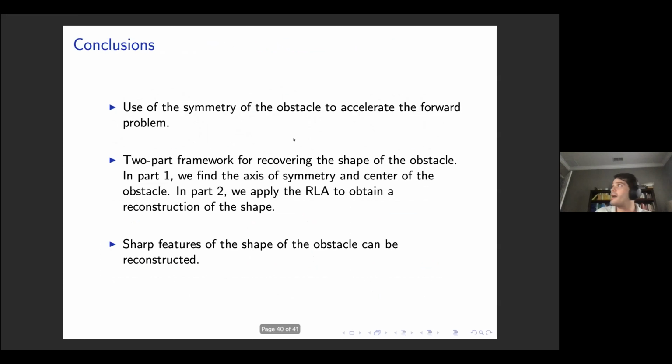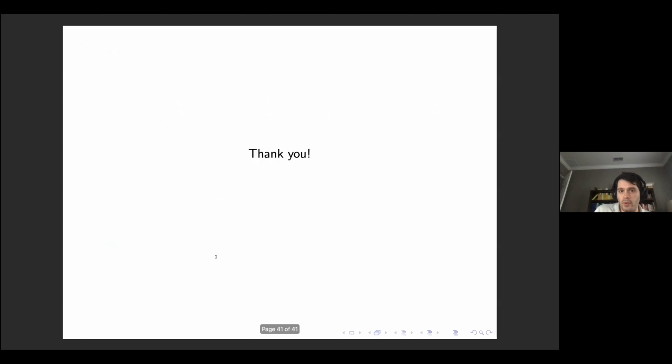And I'm sorry, I think I passed a little bit of the time, but the conclusions are that we are able to accelerate the solution of the forward problem using this forward solver that uses the axis-symmetry with the separation of variables and Fourier decomposition. And we present this two-part framework that is able to reconstruct both the axis of symmetry and center of the obstacle, and also the shape. One of the advantages is that if we apply that filtering, it's possible to obtain the sharp features of the obstacle when you're doing the reconstruction.